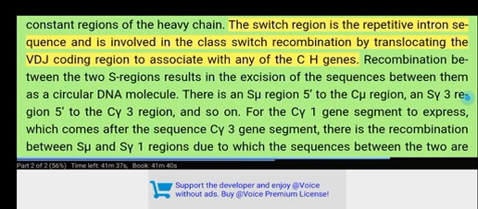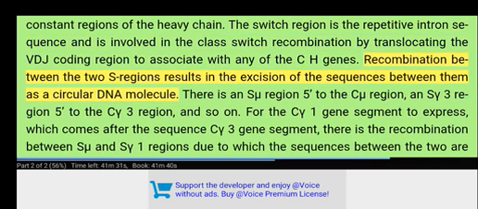The switch region is a repetitive intron sequence and is involved in the class switch recombination by translocating the VDJ coding region to associate with any of the CH genes. Recombination between the two S regions results in the excision of the sequences between them as a circular DNA molecule.